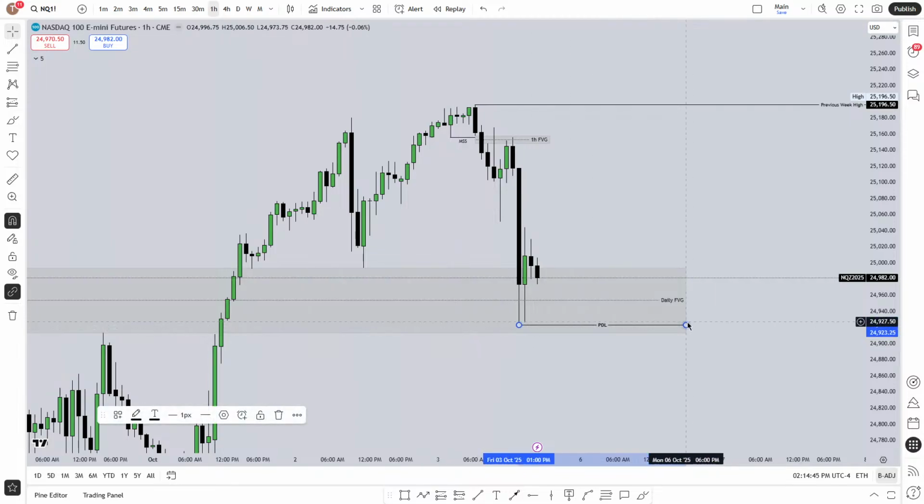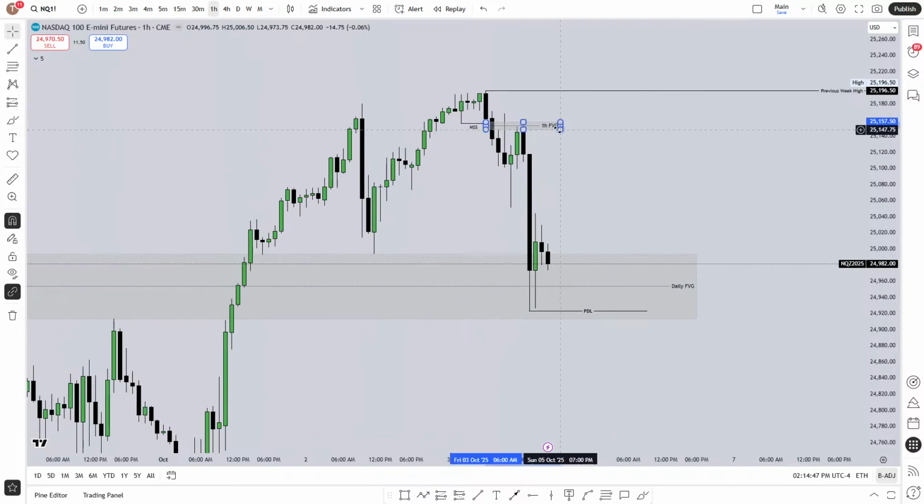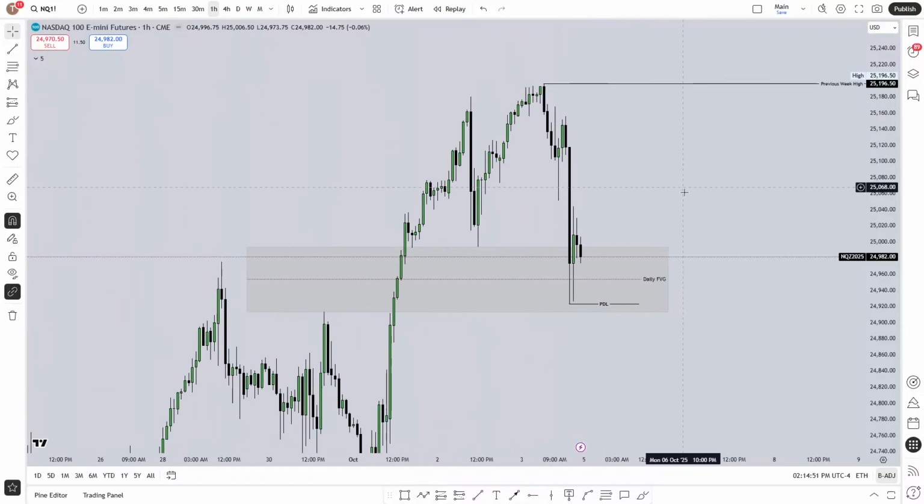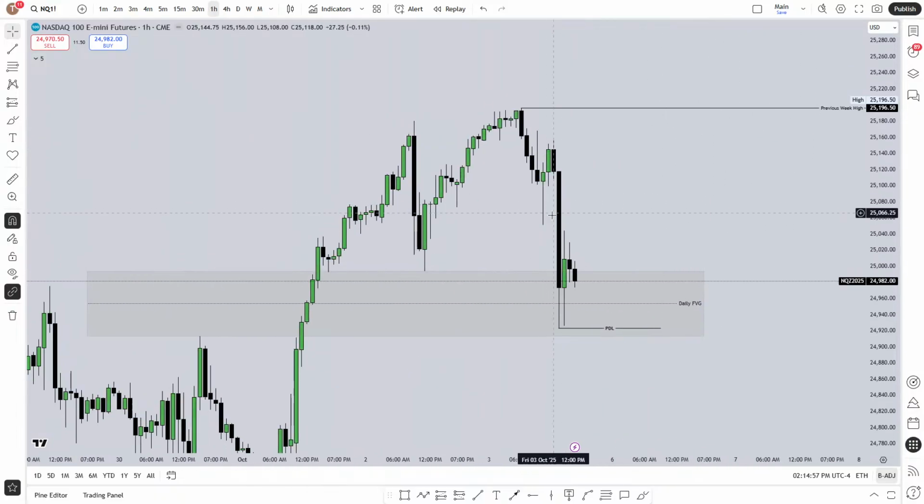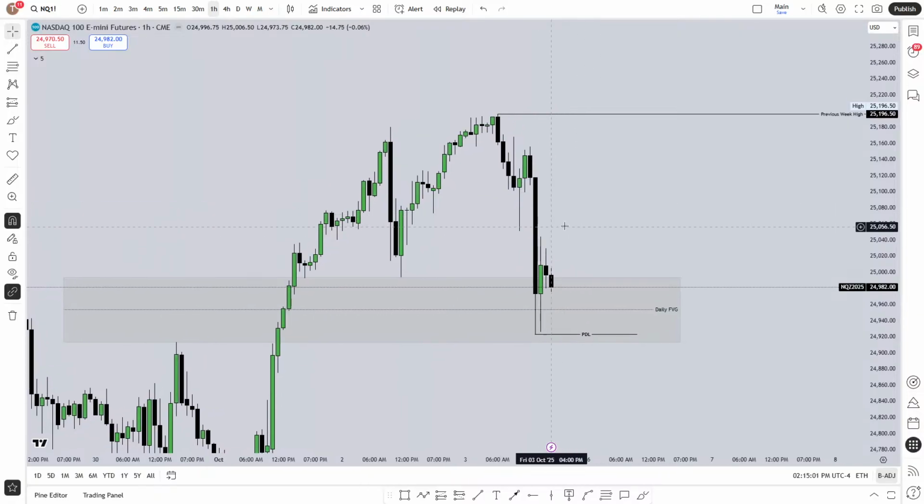And I got all of my levels marked here now. I like to go in with a completely clean chart besides all of my levels, so I'm not marking out a bunch of hourly fair value gaps or anything like that. I am looking at this right here because I think this is going to be the line in the sand for long or short.